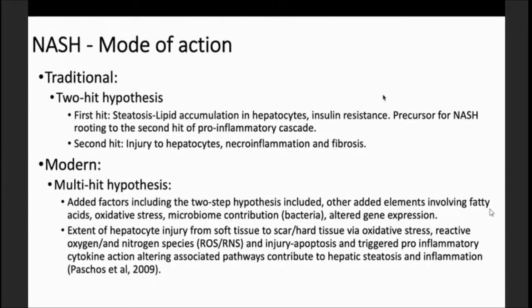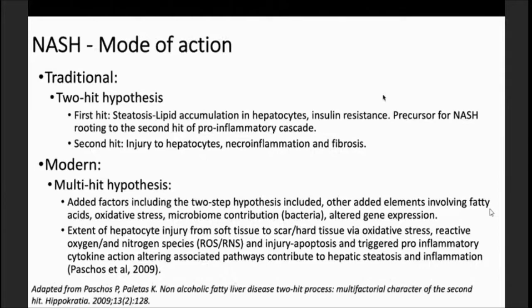The modern theory of the mode of action for NASH is moving from the two-hit hypothesis to a multi-hit hypothesis, where added factors, including the two-step hypothesis, and other elements involve fatty acids, oxidative stress, the gut microbiome contribution in your body, and altered gene expression. The extent of hepatocyte injury from soft tissue to scar or hard tissue via oxidative stress and reactive oxygen and nitrogen species, ROS and RNS, and injury, apoptosis and triggered pro-inflammatory cytokine action, altering the associated pathways, contribute to this specific hepatic steatosis and inflammation, according to past sources.